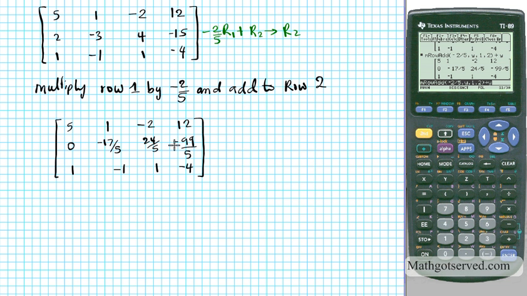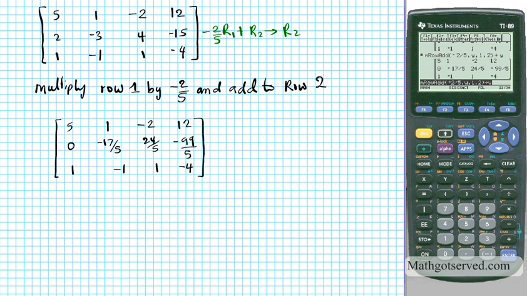Now, if you notice, row 2 looks messy, right? How about we get rid of that fraction there so I don't have to keep writing fractions? You notice that the denominators are all 5, right? So if I multiply this whole row by 5, that would clean out the fraction for me, okay? So while we're at it, let's multiply row 2 by -5 so that we get rid of this minus here. Because if I get rid of this minus, later on it's easier for me to just make it a 1, okay? So let's multiply by -5.